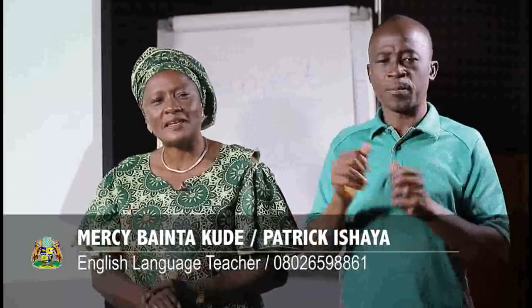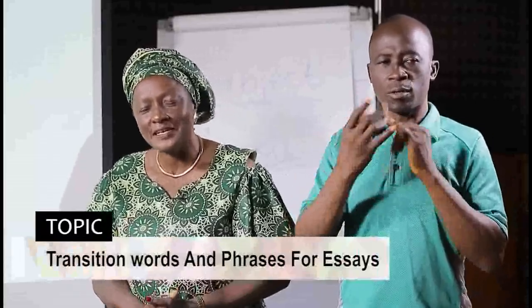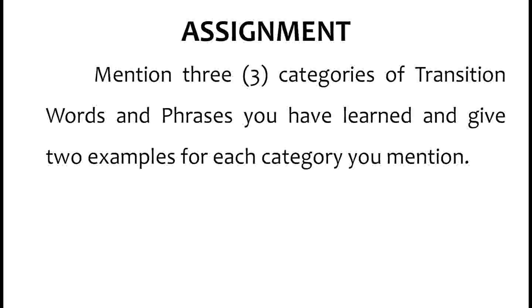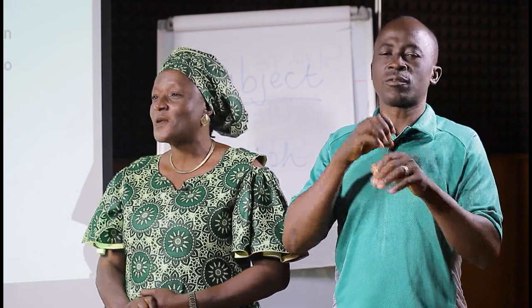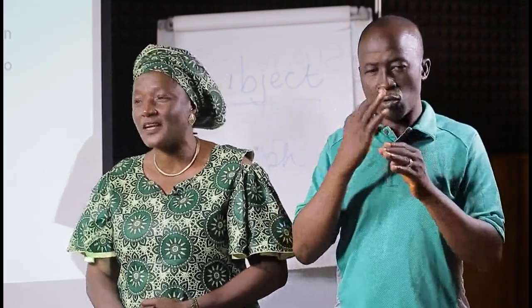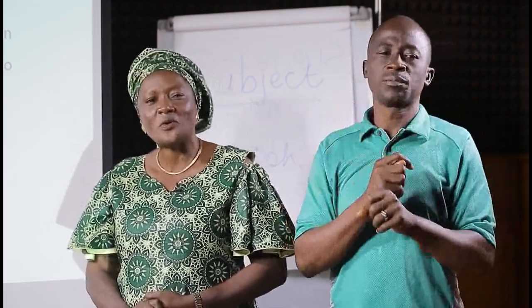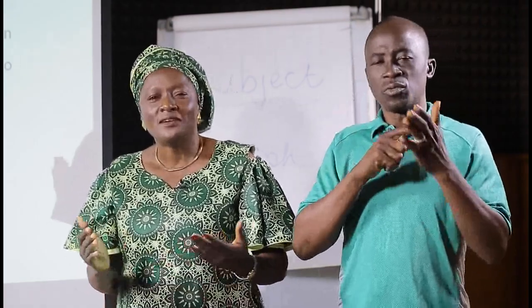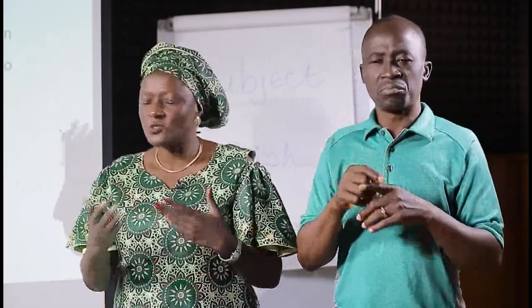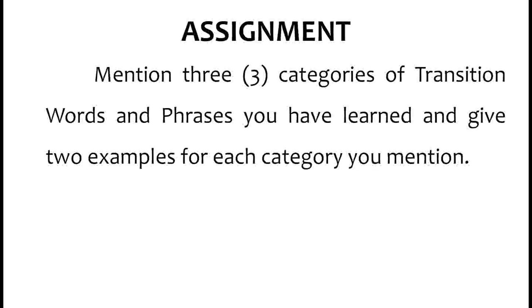With this, my learners, we have come to the end of today's lesson. But before we go, I have an assignment for you. It says, mention 3 categories of transition words and phrases you have learned and give 2 examples for each category you mention. Remember, we talked about 11 or so categories: cause and effect, summary, illustration, sequence, logic, so many of them. So, as you remember, mention 3 of these categories and give examples for each category you have mentioned.